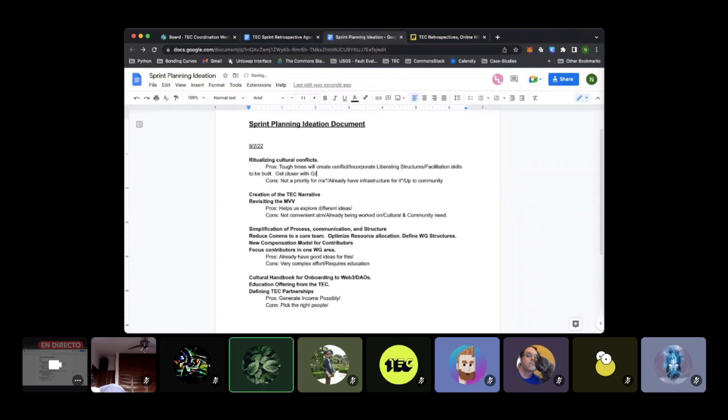Yeah, similar to what Manu said also in terms of the money, right, of the funds that some of the working groups use here, and then they use to expand and become their own thing. How is that relationship going to affect the TEC in the future? So that would be that for the first one. Then the creation of the TEC narrative.